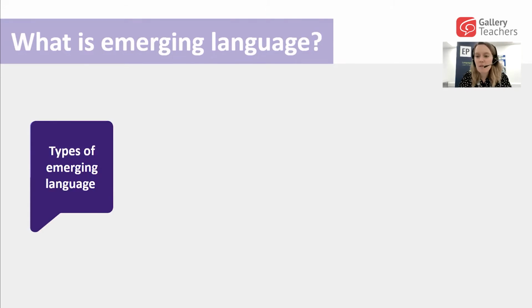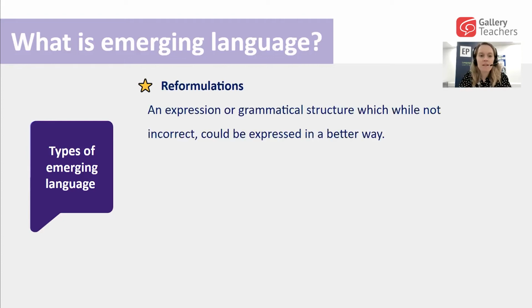So let's think about the types of emerging language. First of all, we have reformulations. So this might be an expression or grammatical structure, and it might not be incorrect. You might hear something a student says, and you might think, it's okay, but I think they could say that in a better way. This is where we're trying to give them that extra, to show them how they could express themselves in a different way to express a very similar meaning.